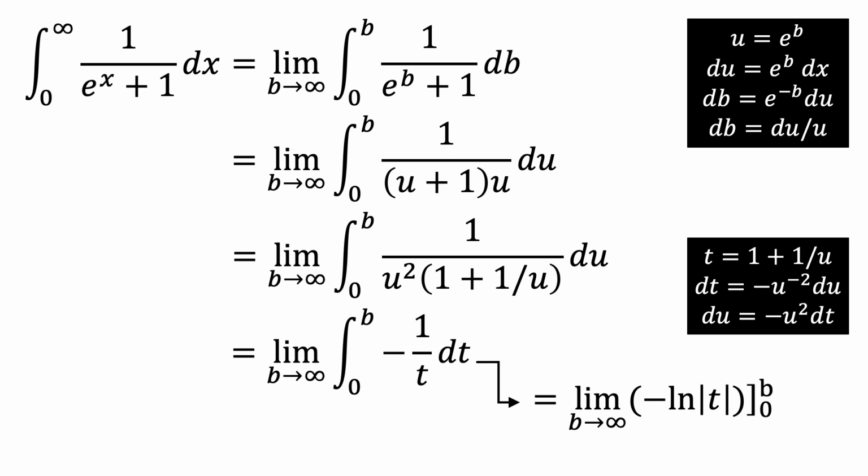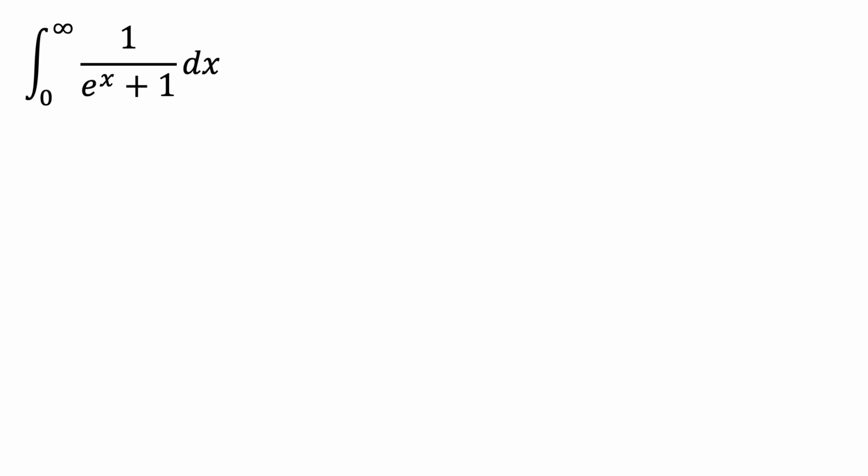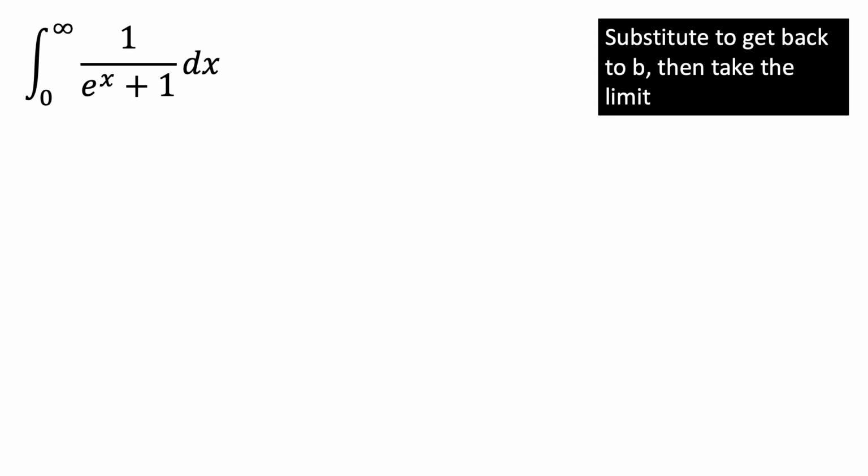This can relatively easily be found, and once I compute the integral, I get negative natural log of t evaluated at b and 0. What I have now is an answer in terms of t. However, in order to evaluate the limit, I must get this in terms of b.